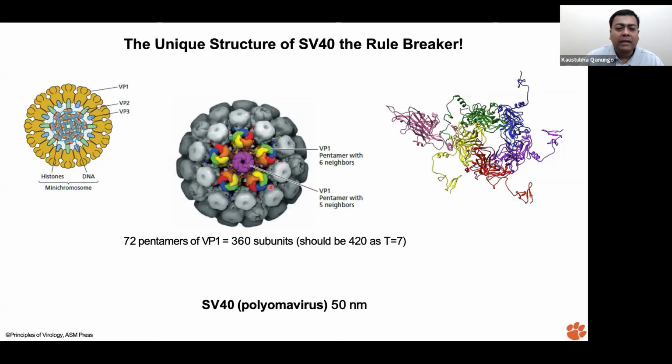But in reality, there are only 360 subunits made up of 72 pentamers. And how it is happening is that, suppose right here, you have this VP1 protein, which is interacting with 1, 2, 3, 4, 5 neighbors. But right here you have a VP1 protein. All of them are VP1. Remember that. They are just different structures of that. It is interacting with 1, 2, 3, 4, 5, 6 proteins.